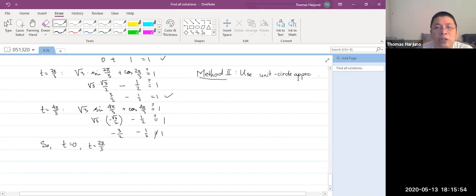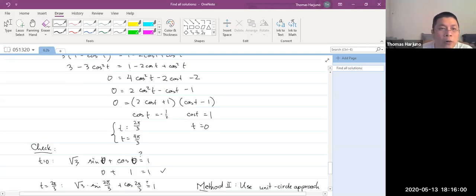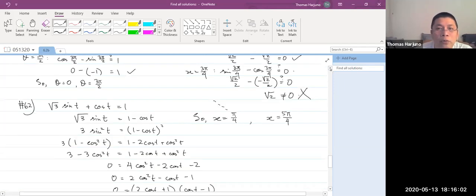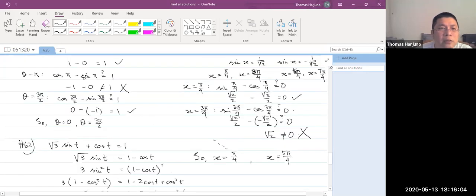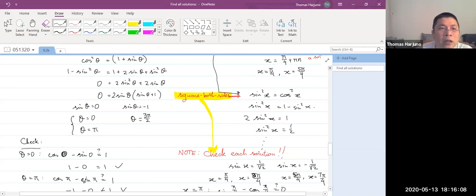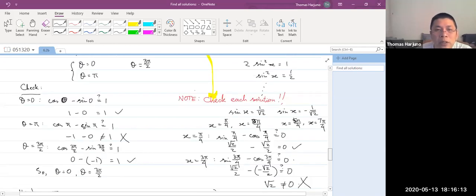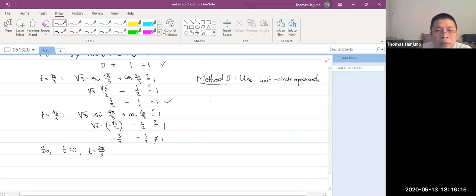And I don't think you see this method in your textbook. Not at all. Okay, let me go back to number 60: cosine theta minus sine theta equals 1.